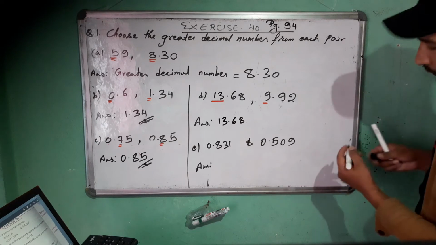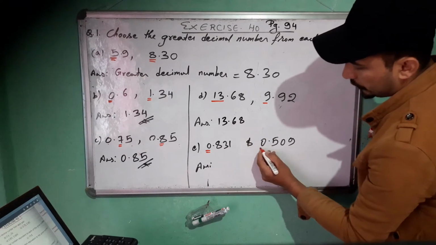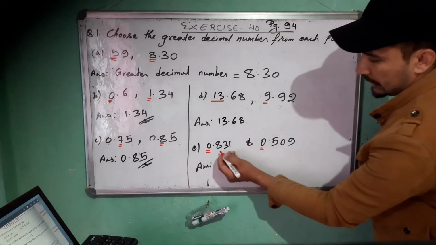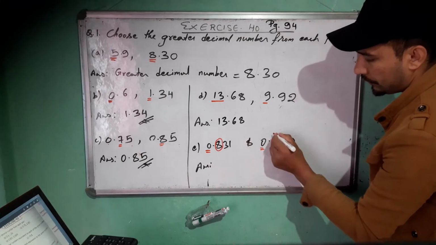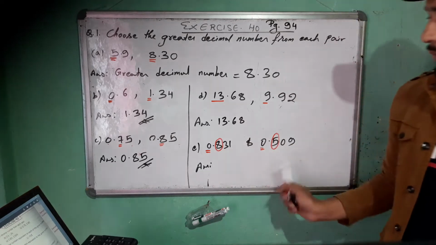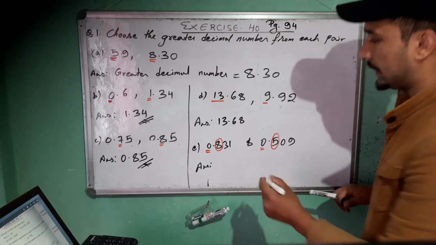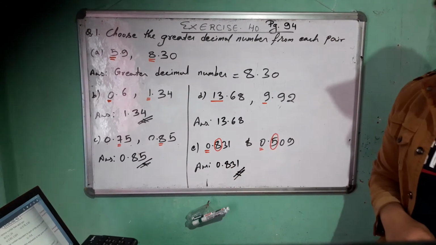In this case, in the units place you have 0 here. This is 0 and this is also 0. So they are equal. So you move to this side. Here you have 8. Here you have 5. So which is bigger? Obviously 8 is bigger. So write it 0.831. Okay. 0.831 is the bigger decimal number.